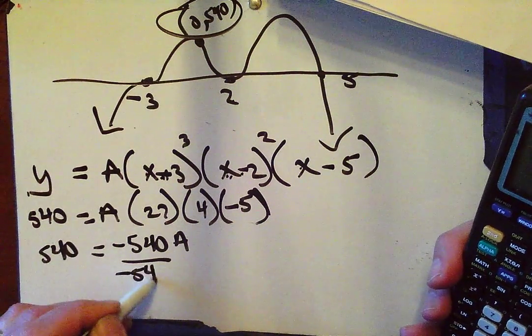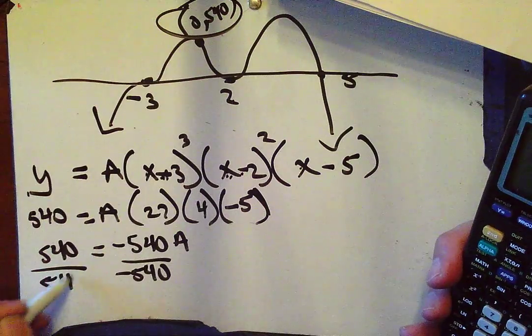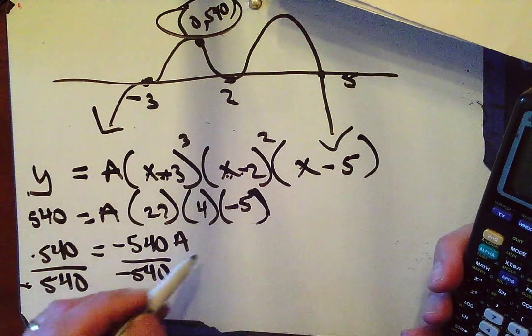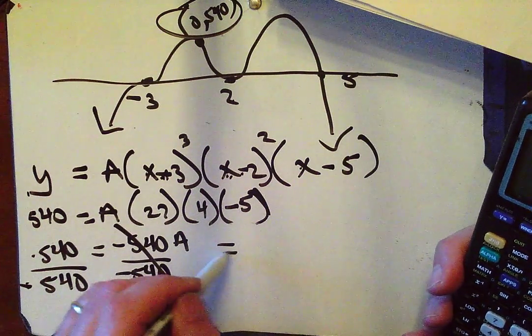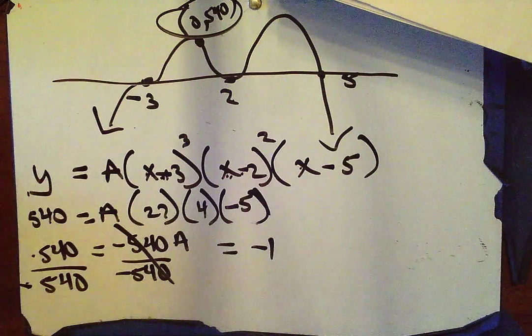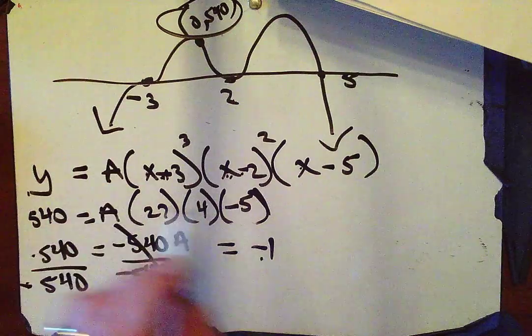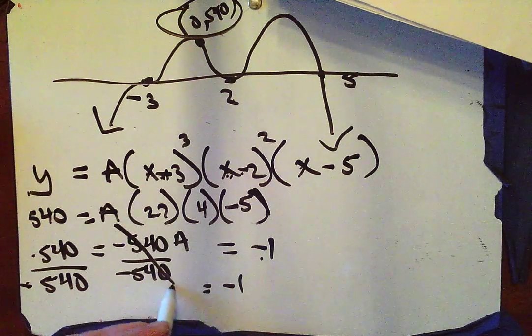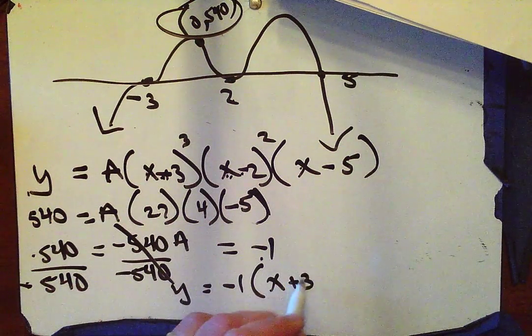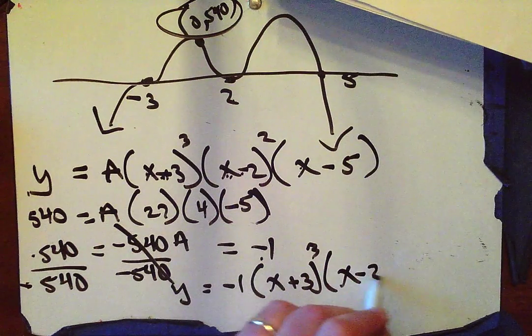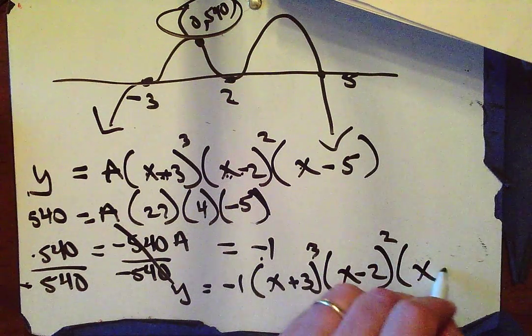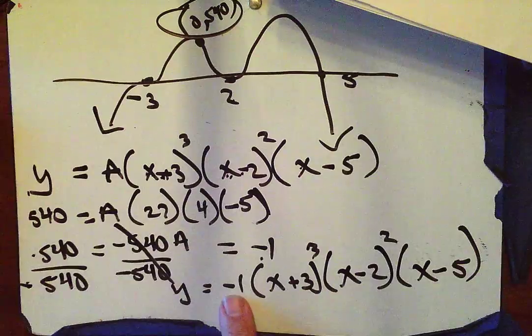And when we divide both sides by negative 540, positive divided by negative is going to tell us that a equals negative 1. Again, we're not quite done yet. We need to take this a value and plug it back in here. So negative 1, x plus 3 to the third, x minus 2 squared, and x minus 5. And that takes care of our end behavior.